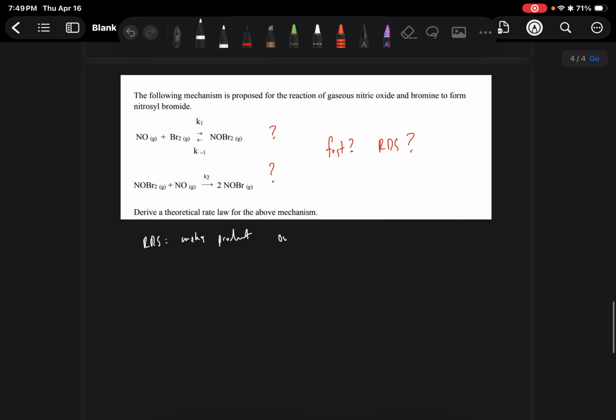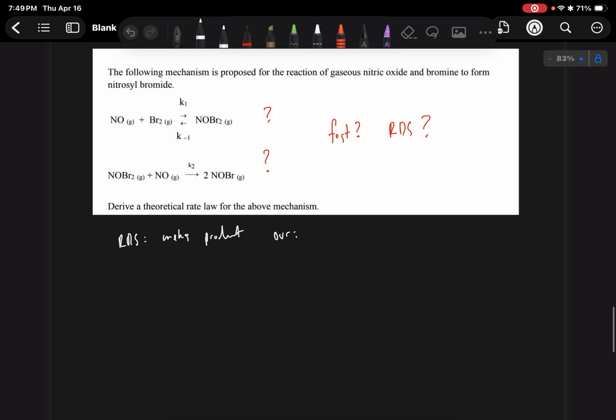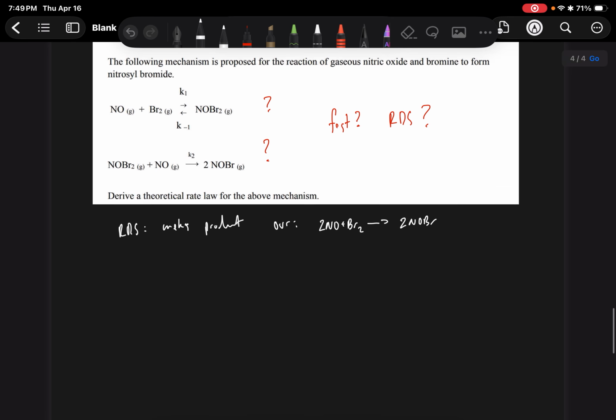First of all, just to make things easier, let me write the overall reaction. 2NO plus Br2 becomes 2NOBr, with NOBr2 being used up. So that means overall our rate law would be k multiplied by NO squared over Br. Wait, what am I even doing? Okay, wait, we don't even need this. We just need this. That's all we need. Okay, so what do we do now?